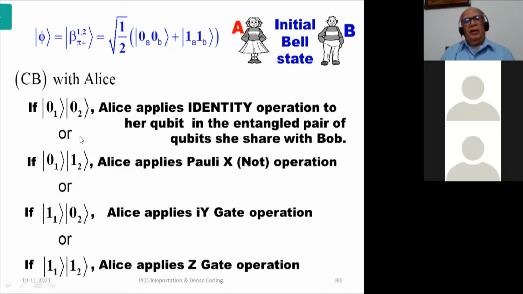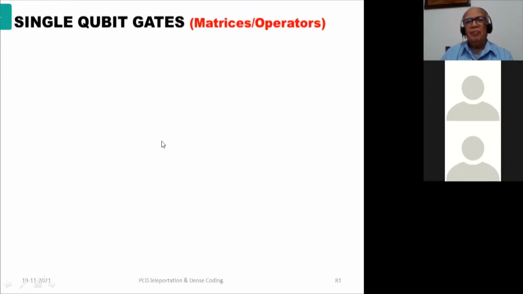Depending on which pair of classical bits she has, she is going to apply this. But Bob doesn't know which pair she has, and therefore he does not know which of these gate operations Alice would perform. And that information is something that Alice can send him through 1 qubit and no more than 1 qubit.